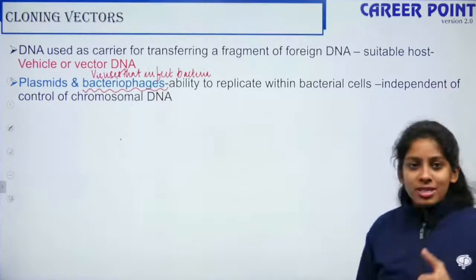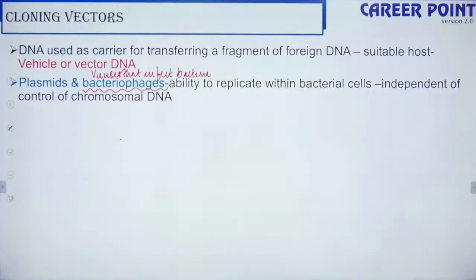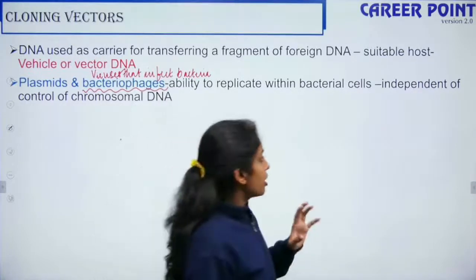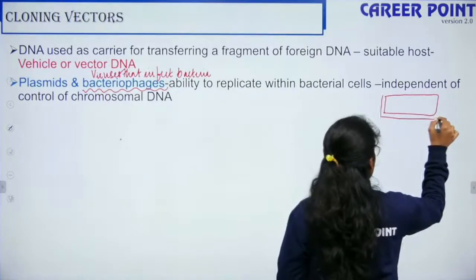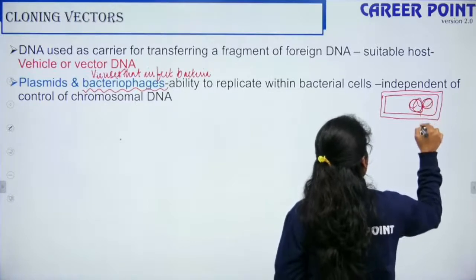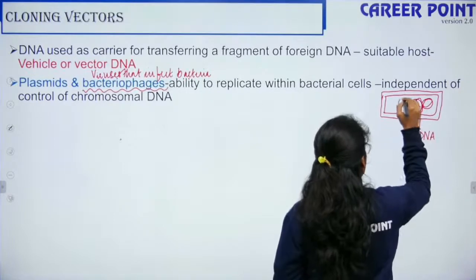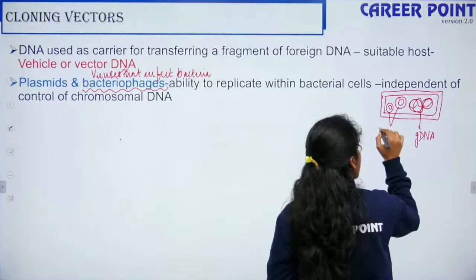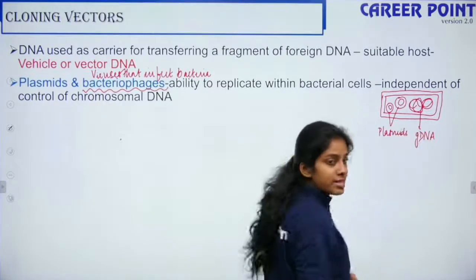So plasmids and bacteriophages have the ability to replicate within the bacterial cells independent of the control of the chromosomal DNA. Like I told you in the start, if this is a bacterial cell, it has the genomic DNA, the DNA that codes for proteins essential for its survival. Apart from that, it has extra-chromosomal circular DNA. These are plasmids. They are not needed, but they are naturally present.